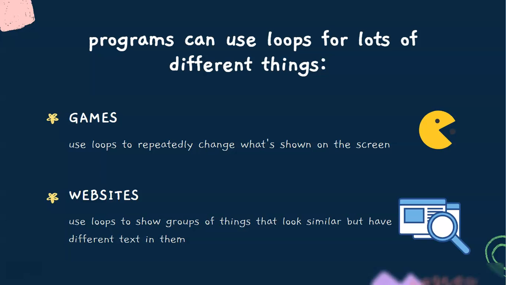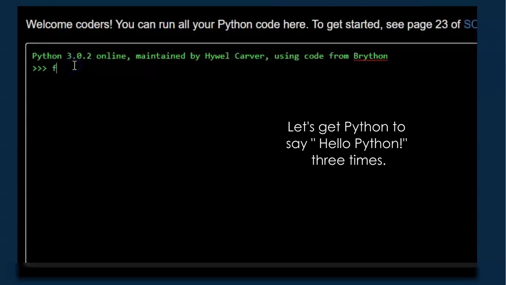Games use loops to repeatedly change what's shown on the screen. Websites use loops to show groups of things that look similar but have different text in them, like the comments under a YouTube video. Let's get Python to say "Hello Python" 3 times.